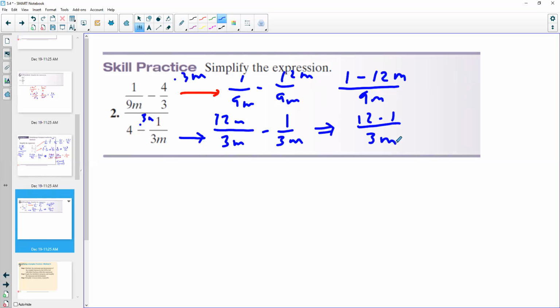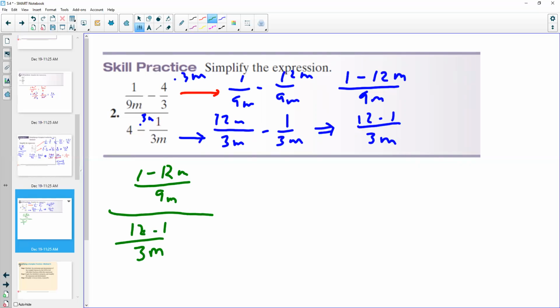Do you see this? So now let's rewrite. So we'll take our pieces. 1 minus 12m over 9m divided by 12m minus 1 over 3m. Sorry. So now rewrite as division. That's all it is. 1 minus 12m over 9m divided by 12m minus 1 over 3m. And now you know what to do. We rewrite that as multiplication, right?